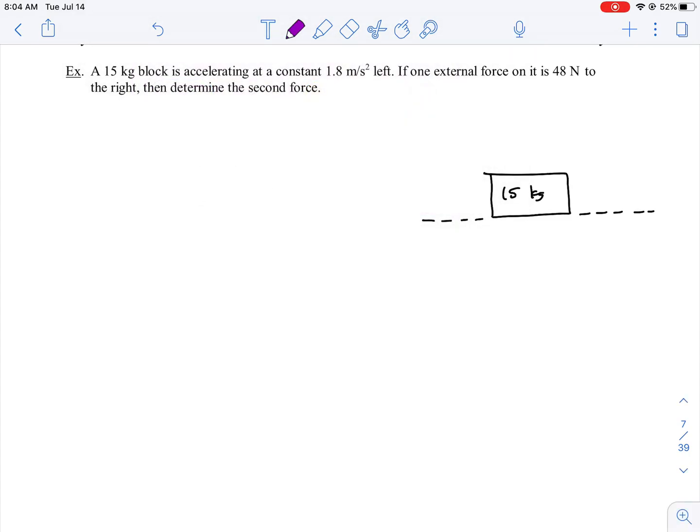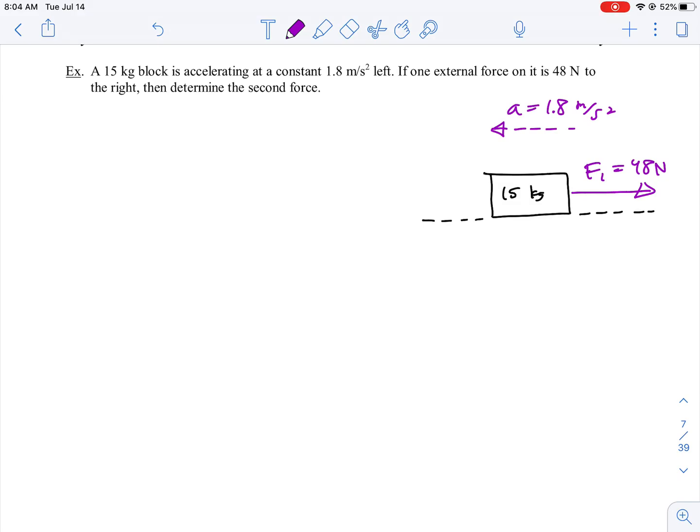Now remember, the only solid arrows you draw are forces. So this acceleration, if you want to draw it, which I do recommend, you do it away from the diagram as a dotted arrow. So here's your acceleration of 1.8 meters per second squared to the left. Now let's do the forces. We know that one force is 48 newtons to the right. So let's call that F1, and that would be, let's say, 48 newtons to the right.